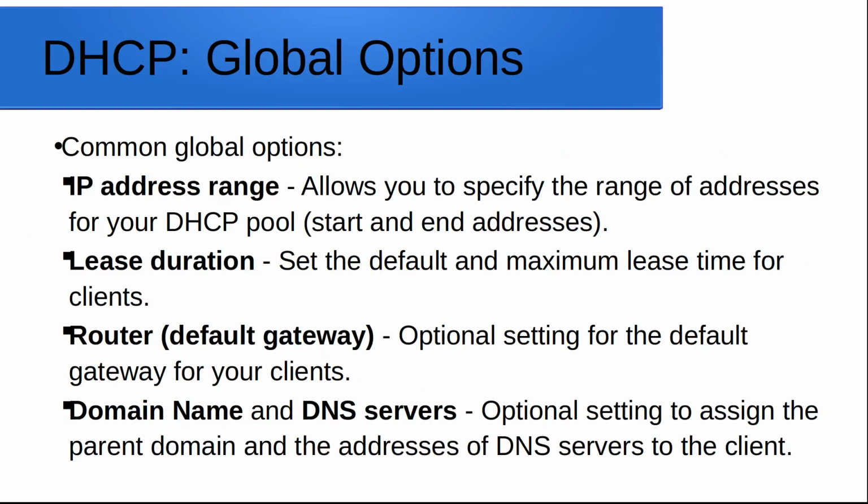Some common global options that you can and will want to assign are your IP address range, right? Because otherwise the pool doesn't know the start and the end address, so that's an important thing. You can set the lease time, so you can set the default and the maximum lease time for clients. Router, so that's your default gateway. It says it's optional, but it's kind of not really. You need that. Otherwise, your client isn't going to get a default gateway, and it's not going to be able to get back.